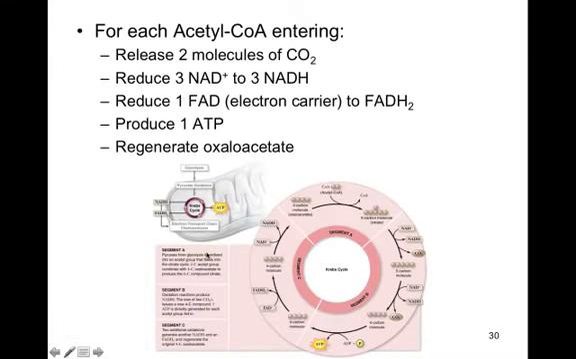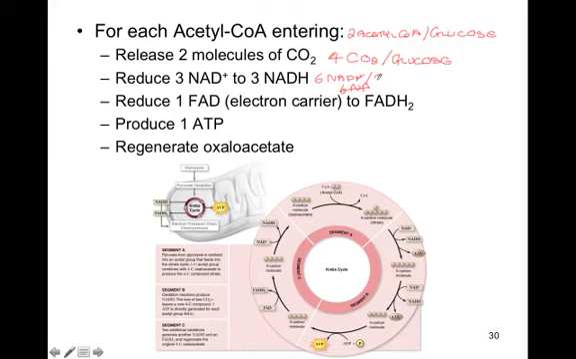We have 2 molecules of CO2 for each acetyl-CoA, but there are 2 acetyl-CoAs per glucose. So that means if we get 2 molecules of CO2 per acetyl-CoA, then we get 4 molecules of CO2 per glucose. And if we get 3 NADs becoming 3 NADH per acetyl-CoA, then we're going to get 6 NADHs per glucose.